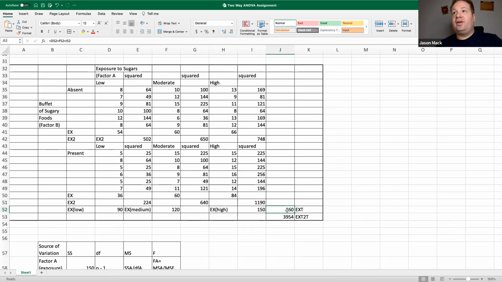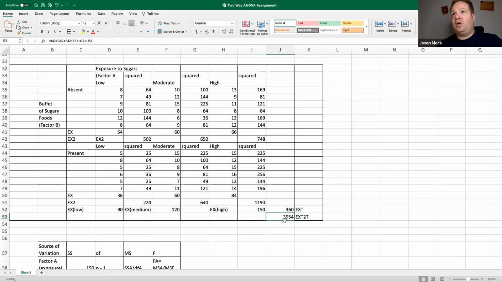Then this right here, the sum of the total was the sum of all of these. So I took the 54 and 36 and I got 90. This one, 54 plus, so the two conditions, that's that sum right there. Same thing right here, 60, 60, 120, 66, and 84, 150. Then I added these, 90, 120, 150, 360 total.